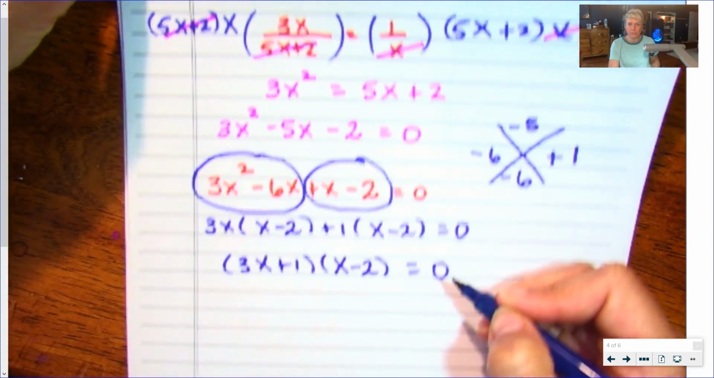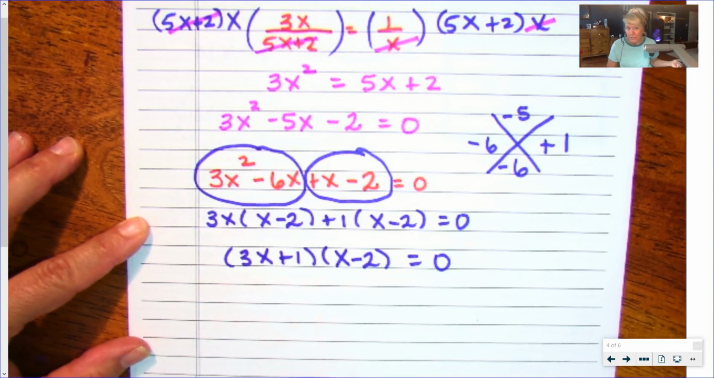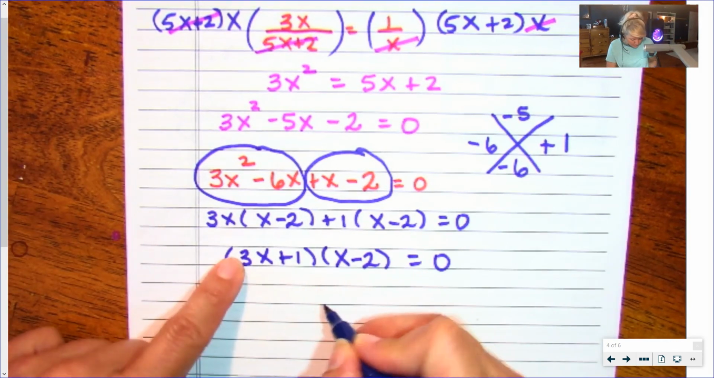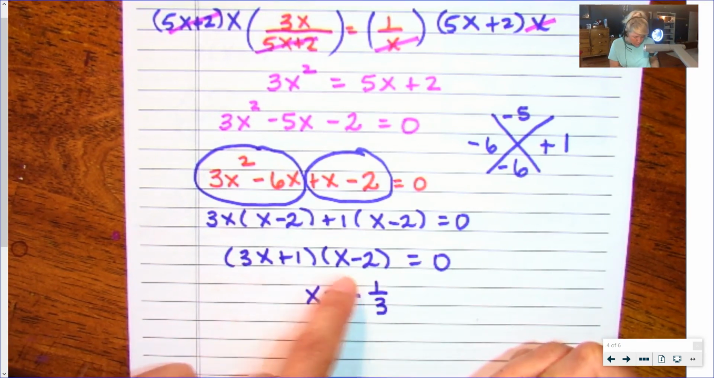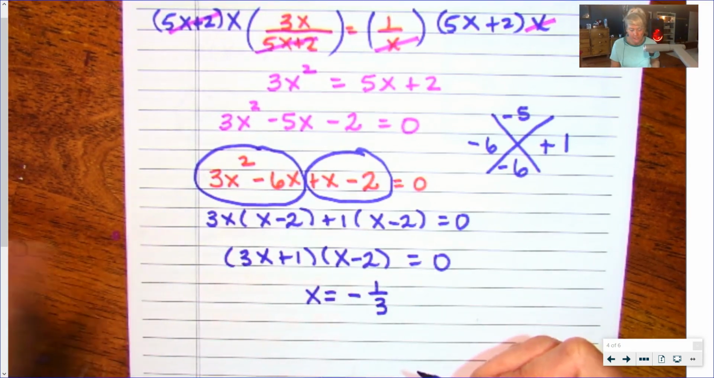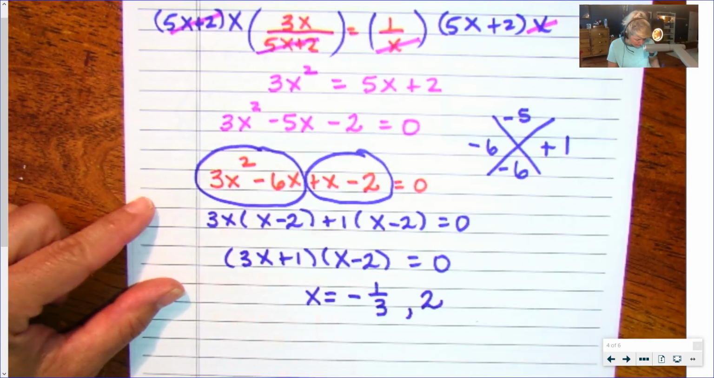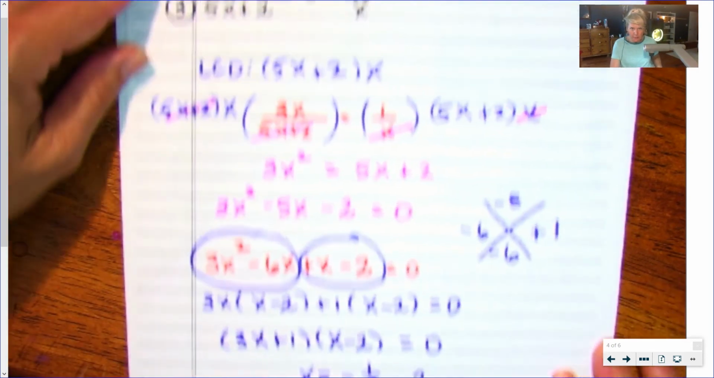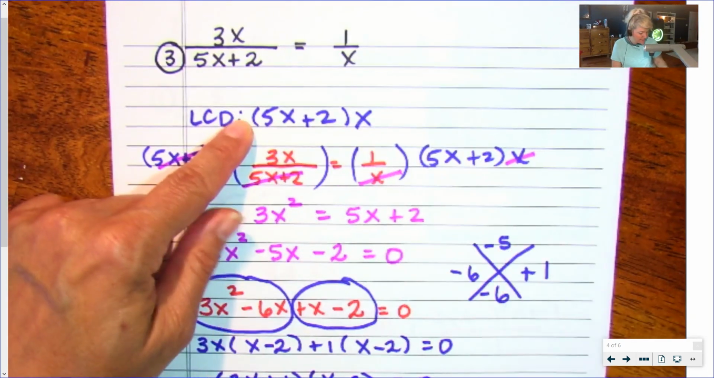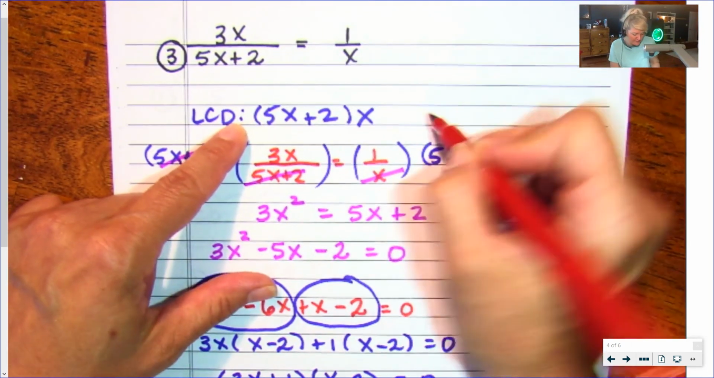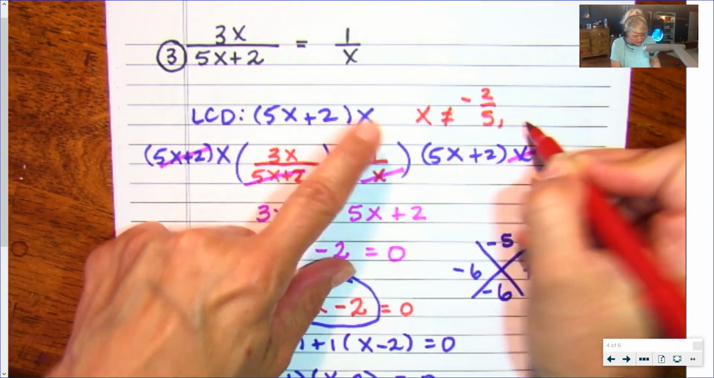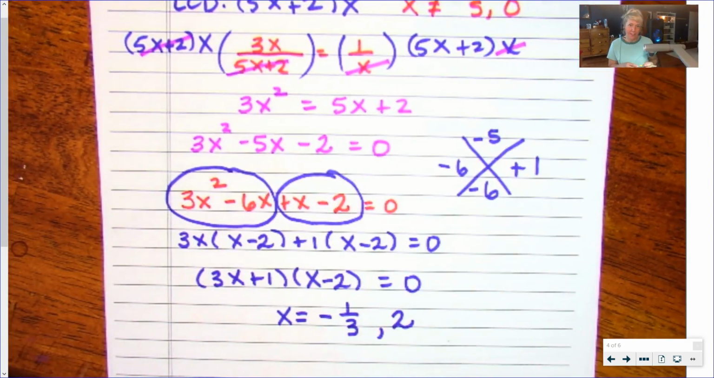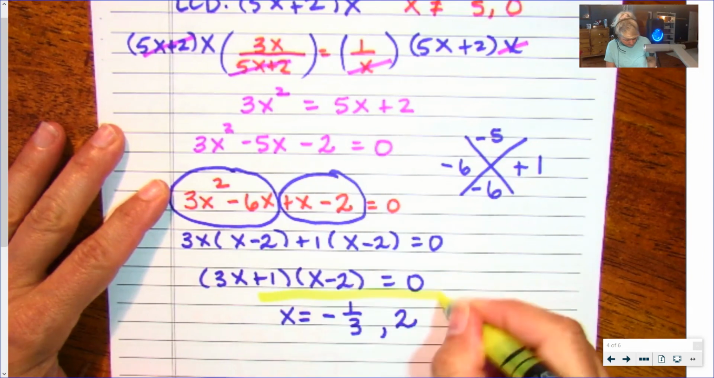And remember, to solve for the x's, you set each one of them equal to 0 and solve. When you set that equal to 0 and solve, you get a negative 1/3. When you set that one equal to 0 and solve, of course, you get a 2. And again, before I box that in, I'm going to come up here and just glance at my LCD and make sure that it wasn't a restriction. And it wasn't, because the restrictions would have been a negative 2/5 and, of course, just a single 0. So I get to come down here and go ahead and box in my final answer.